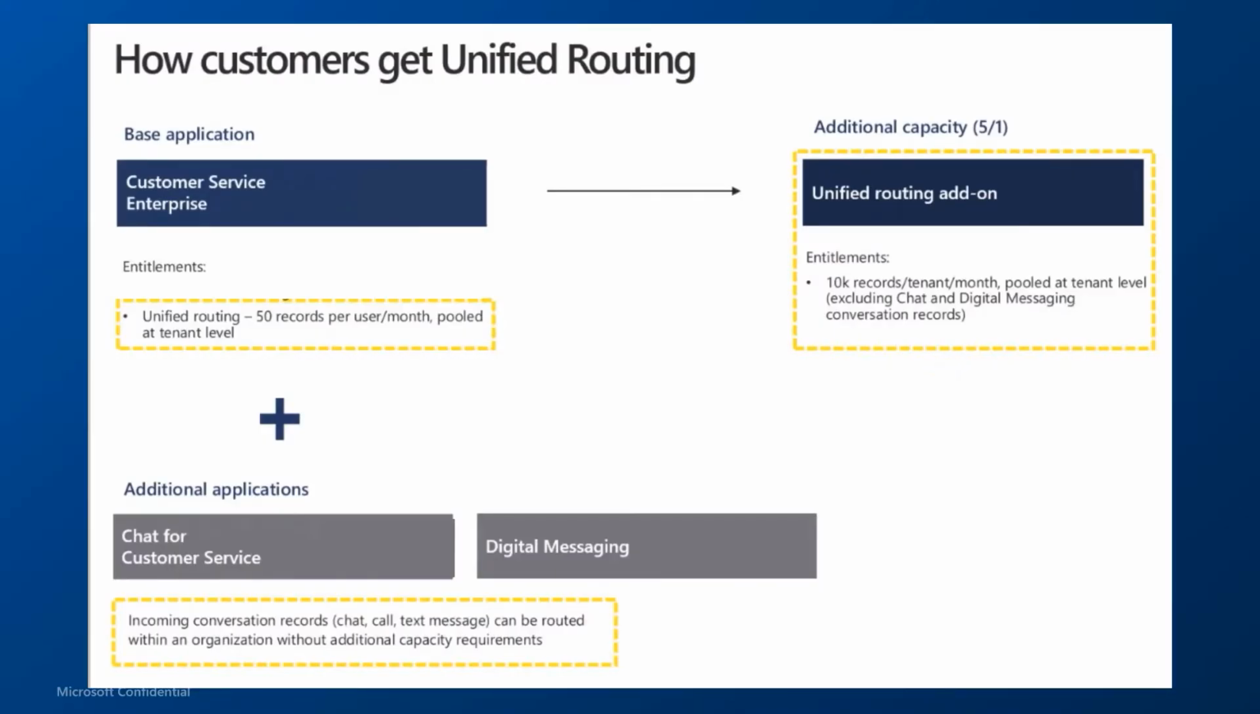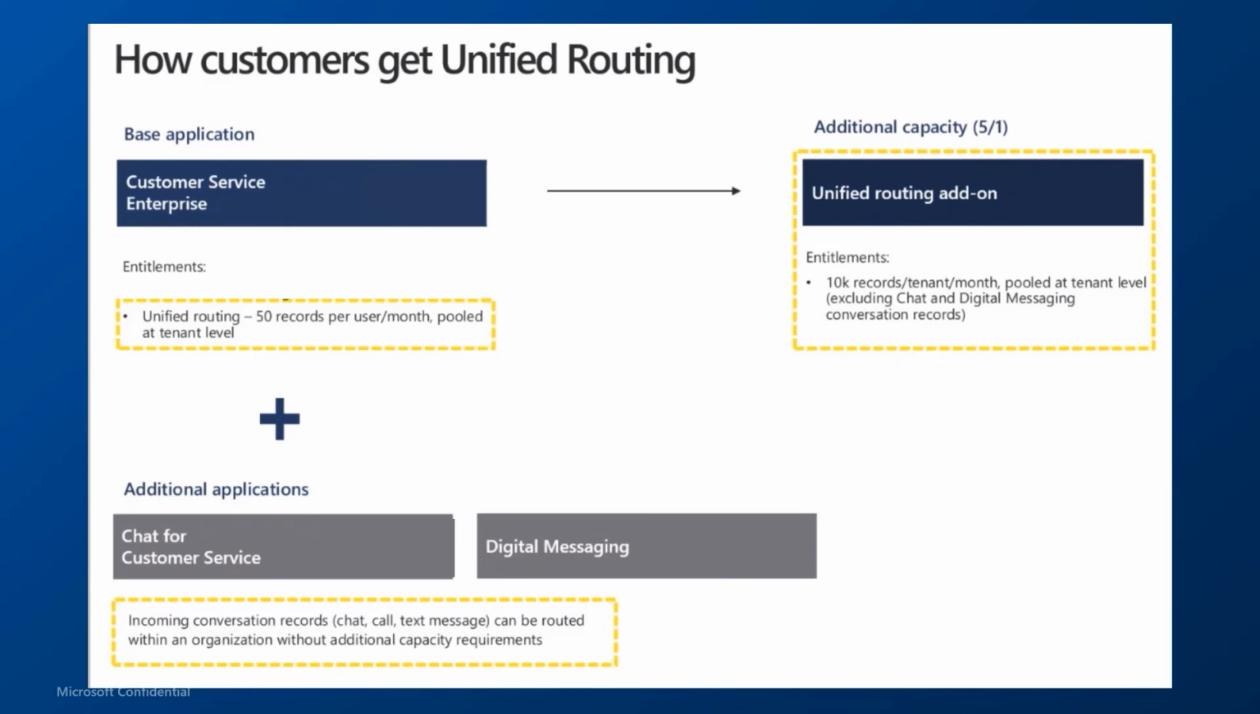The next obvious question is, how do customers get unified routing? What do they need to buy? See, unified routing is available as a part of our customer service enterprise license as some seeded capacity. Once you buy the customer service enterprise license, you can go ahead and use unified routing, 50 record routes per user per month pooled at a tenant level. Beyond that, you need to purchase the additional capacity add-on. Now this is for your record routing.